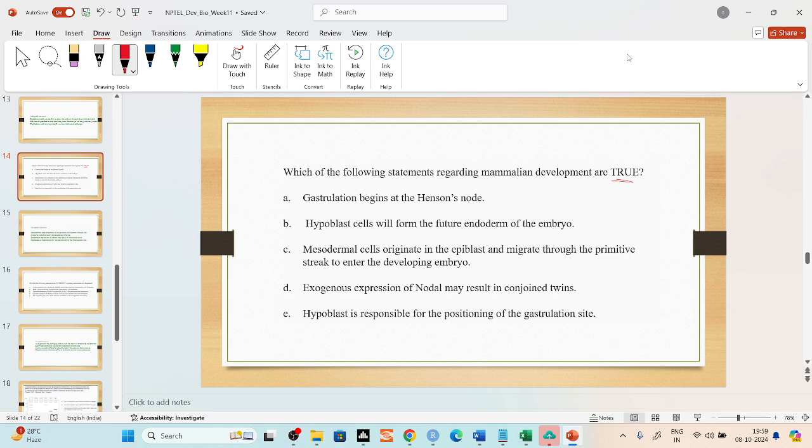Okay, so first is: gastrulation begins at the Hensen's node. First of all, you should know what is the meaning of Hensen's node.